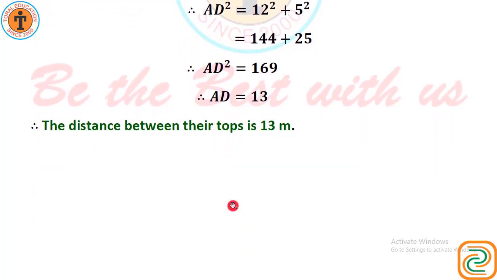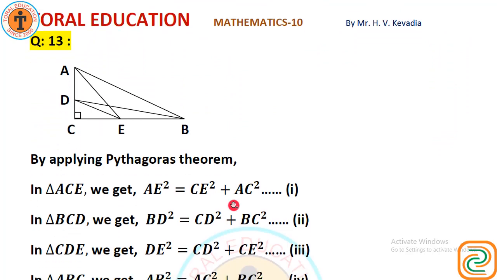Question number 13. D and E are points on sides CA and CB respectively of a triangle ABC, right angle at C. Prove that AE square plus BD square equals AB square plus DE square.